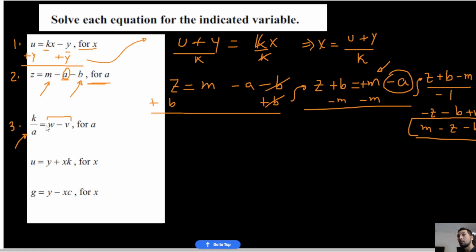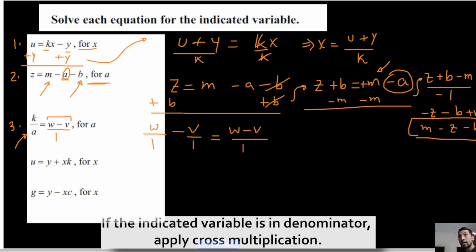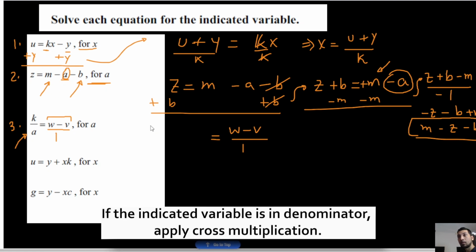Now this is a whole term, w minus v. I can make this as a fraction by taking 1 as the denominator. So I can write this as w over 1 minus v over 1. And then I can combine this into one denominator, which is w minus v over 1. So you can do this over here. So if we do that, we get k over a equals w minus v over 1.